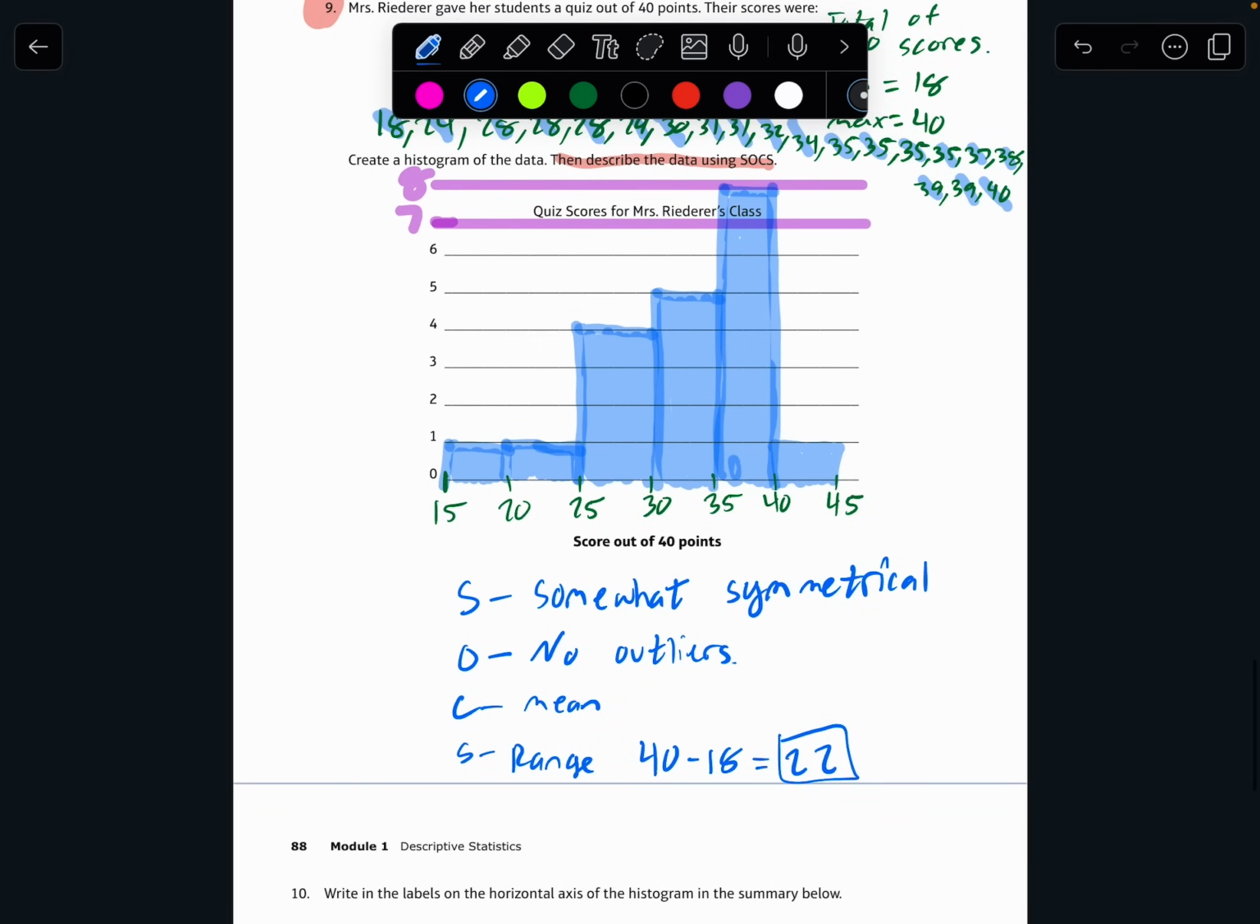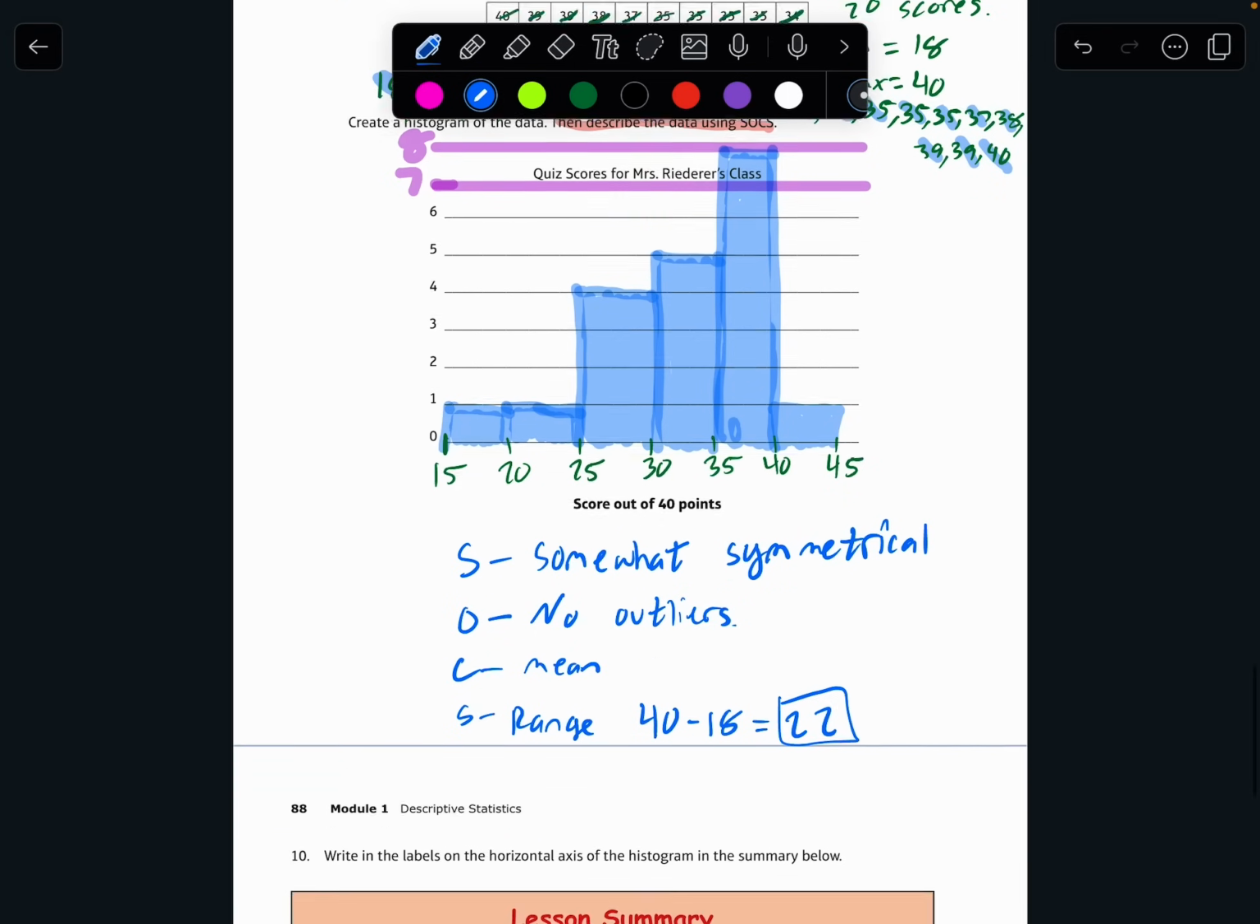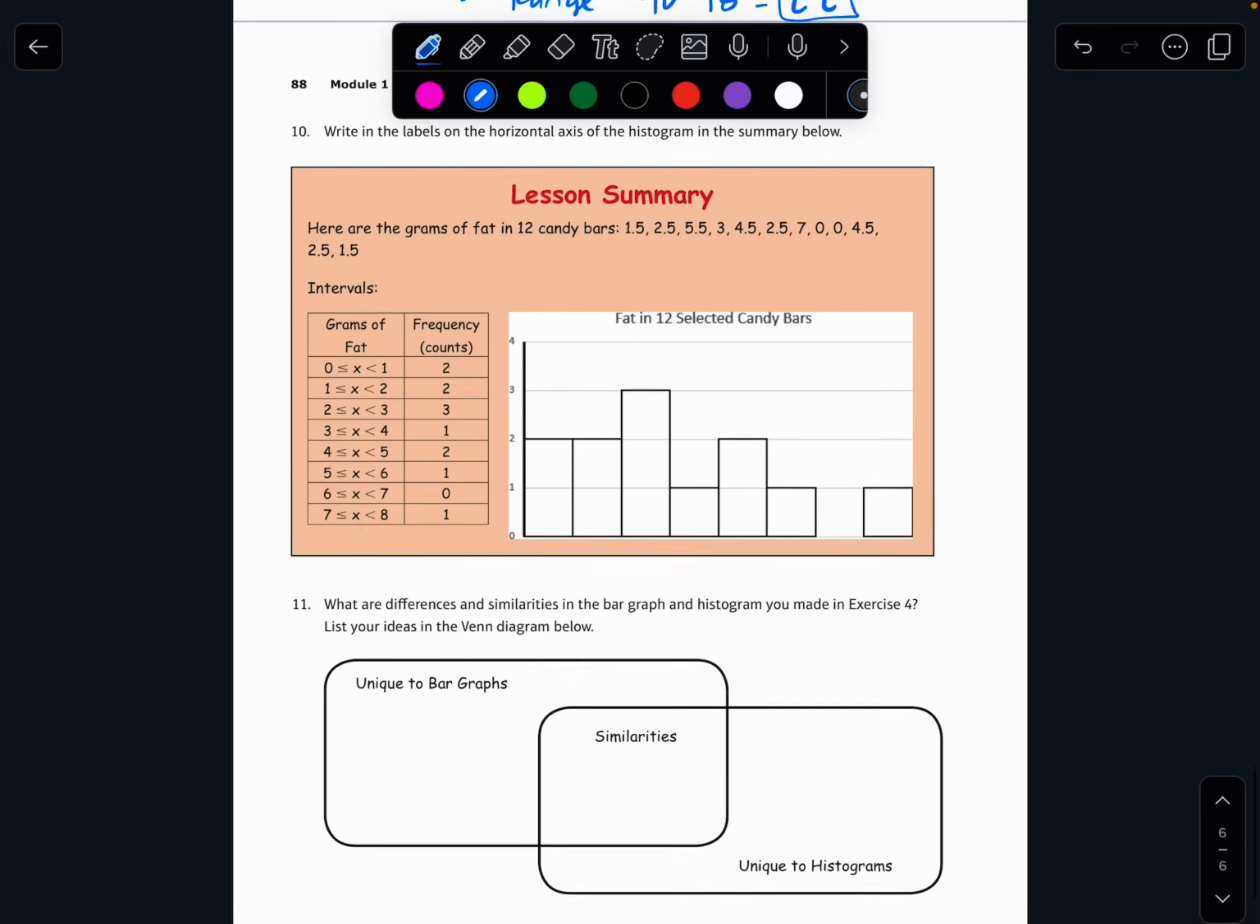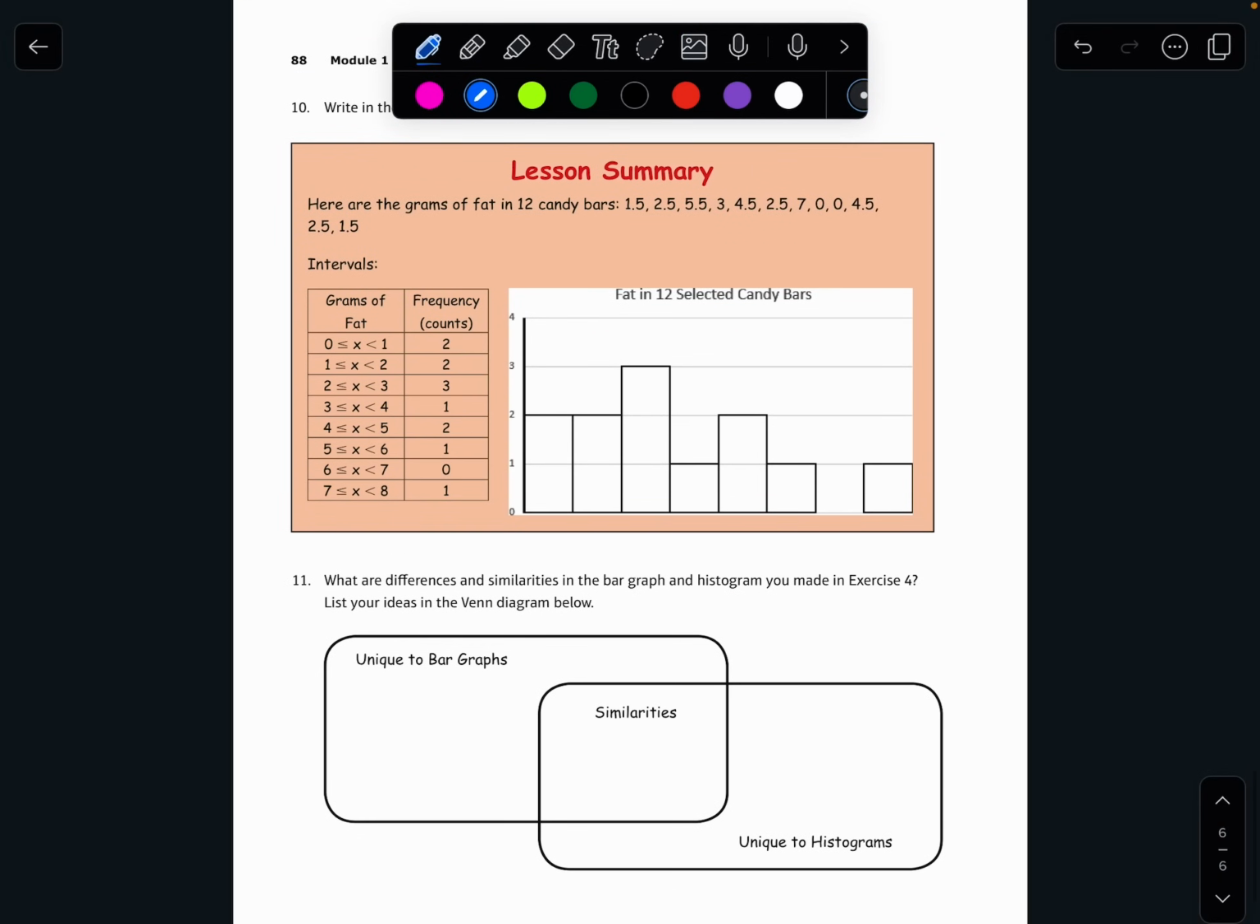But again, when we do take our next test, same thing. When we describe using SOCs, it's just how well you explain yourself. You're not going to get marked wrong just because you have a different opinion than I do. It's just based on how you see the graph and how well you explain yourself. So can we please go to the lesson summary?